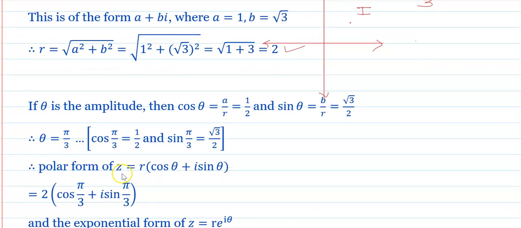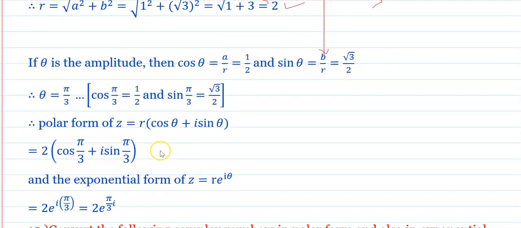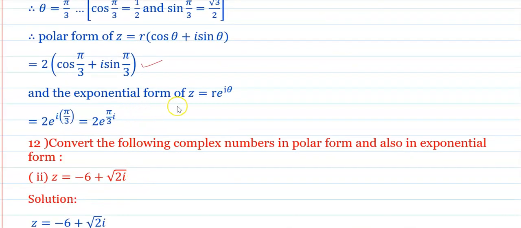And hence the polar form, z is equal to r times (cos theta plus i times sin theta). The value of r is 2, in bracket cos of pi by 3 plus i times sin of pi by 3. What about the exponential form of z? Exponential form of z is equal to r e raised to i theta. r is 2, e raised to i, theta is pi by 3, and hence you will get here 2 e raised to i pi by 3.